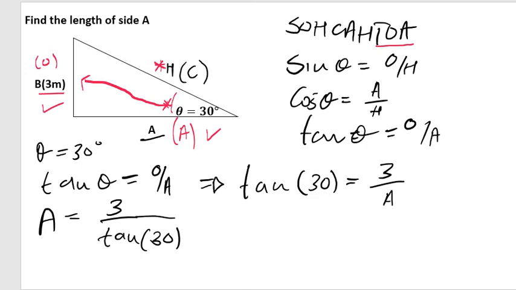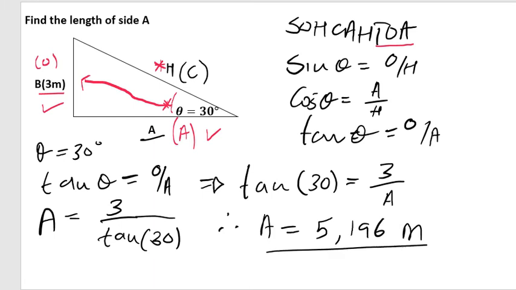Okay, and then therefore your A equals, you just punch this on your calculator, and when you do this, please put your calculator on degree mode. Don't put it on radian mode because you're going to get wrong answers. So the answer that I'm getting is 5.196. Remember to write the units. It's meter. Remember the units, it's meter. Yes, here's your answer.